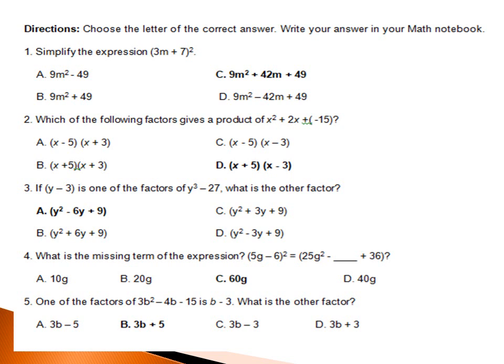Number 5, one of the factors of 3b squared minus 4b minus 15 is b minus 3. What is the other factor? So the answer is letter B. Since I already gave you the answer, I want you to show your solutions in solving this kind of problem. Write this one in your mathematics notebook.